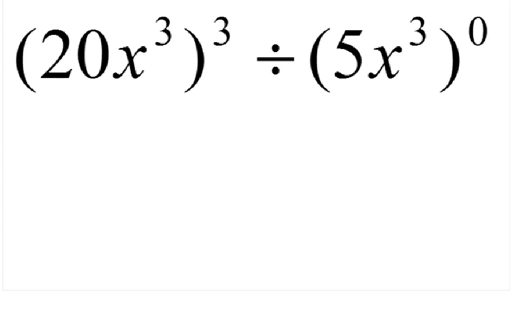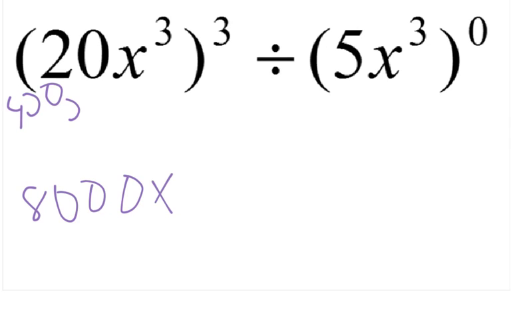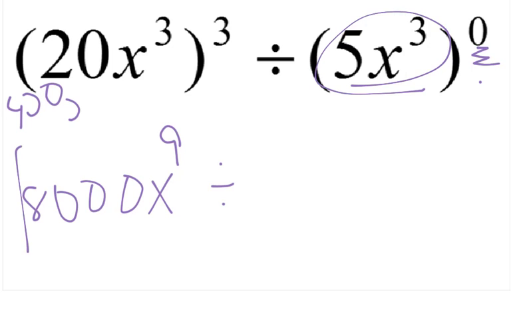So you're going to have to do 20 to the third. So 20 times 20 is 400. And then 400 times 20 is going to give you 8,000. X to the 3 times 3 is 9. Divided by, oh look, all of this is to the 0, so that would be a 1. So here's your answer.